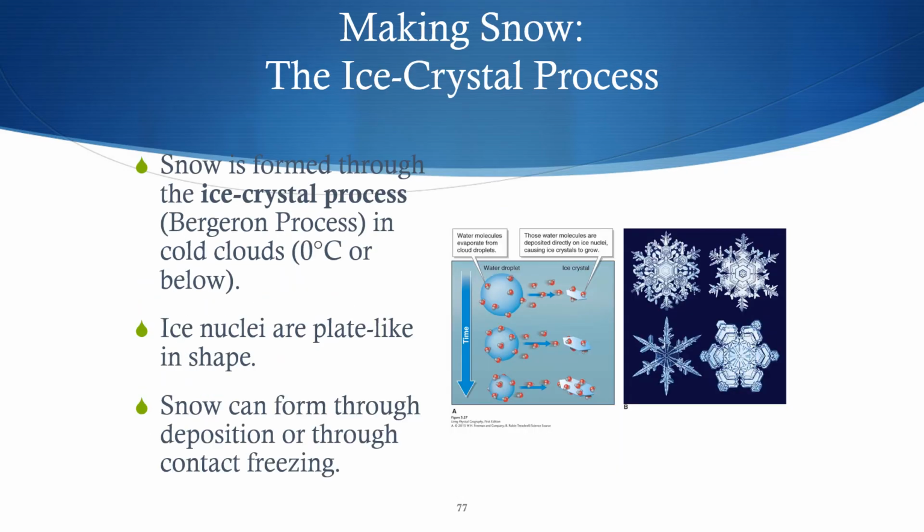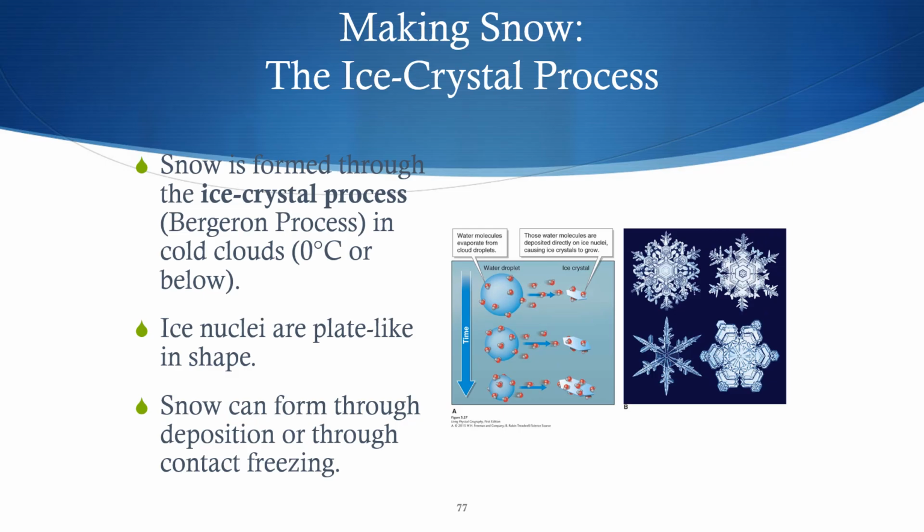With snow, we use the ice crystal process. Snow is formed through something called the Bergeron-Findeisen ice crystal process, and this occurs in the middle to high levels of the clouds. Here what's going on is we are having water vapor condense onto cloud condensation nuclei, but in this case it preferentially wants to form around flatter, plate-like shaped nuclei, and we can just call those ice nuclei.